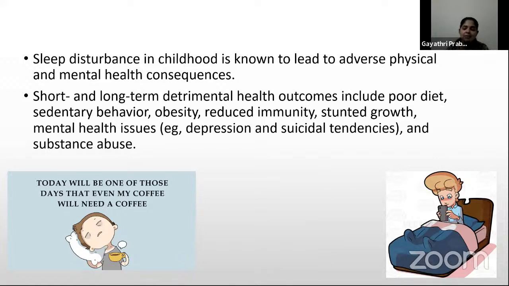More importantly, this leads to a lot of mental health related issues, like depression, anxiety. You get prone to depression, anxiety, suicidal tendency, and even substance abuse. So this is another reason why sleep is very much important. For young kids, they need to get at least 10 to 12 hours of good sleep.